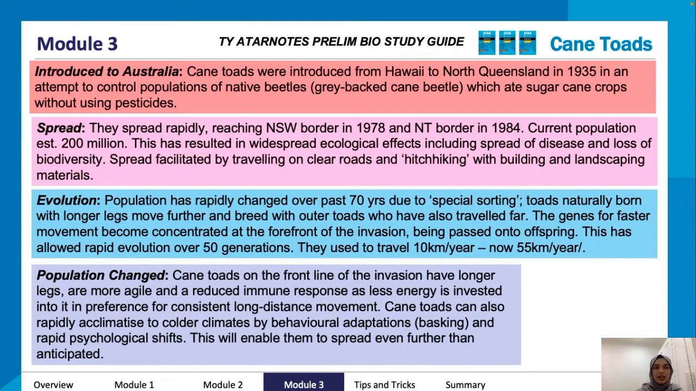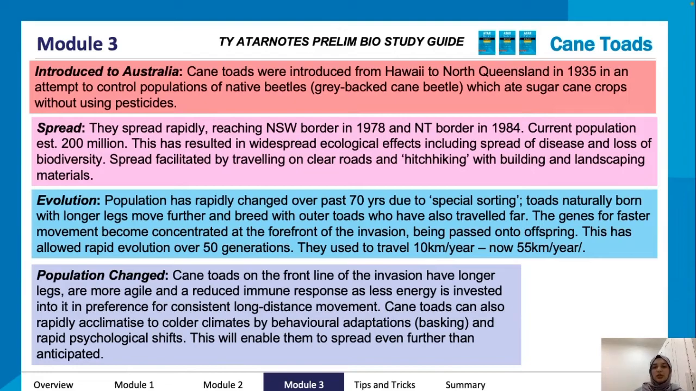So, cane toads, introduced to Australia. Cane toads were introduced from Hawaii to North Queensland in 1935 in an attempt to control populations of native beetles, the grey-backed cane beetle, which ate sugarcane crops, without using pesticides, because pesticides would also impact the crops, right? Cane toads started to spread rapidly, reaching the NSW border in 1978 and the Northern Territory border in 1984. The current population is estimated to be around 200 million approximately.